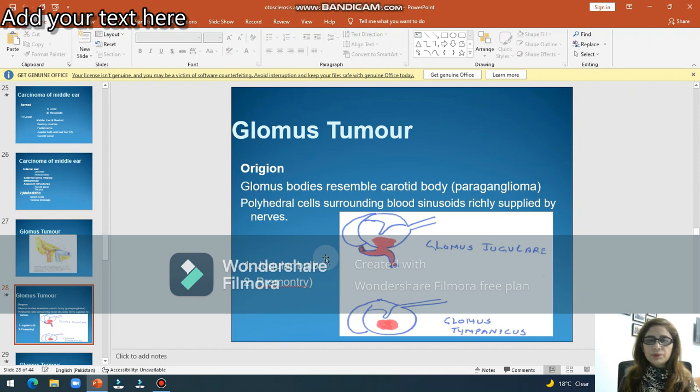So this is the histopathology. There are two types: jugular bulb tumor and glomus tympanicus, seen over the promontory. In the jugular bulb there are multiple nerves, a plexus of nerves, and through this plexus this tumor arises. In the promontory there is the tympanic branch of the ninth cranial nerve, and this is the site of origin of glomus tympanicus. You can see this is from the jugular bulb, glomus jugulare, and it arises there and can come into the middle ear, and glomus tympanicus is over the promontory.